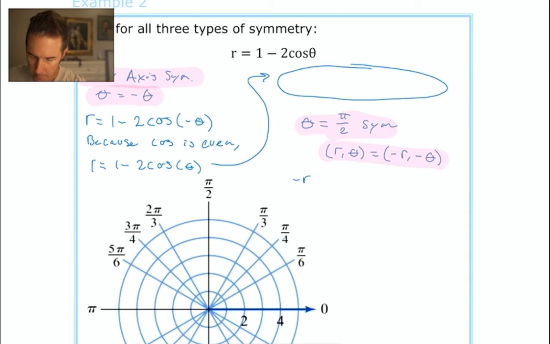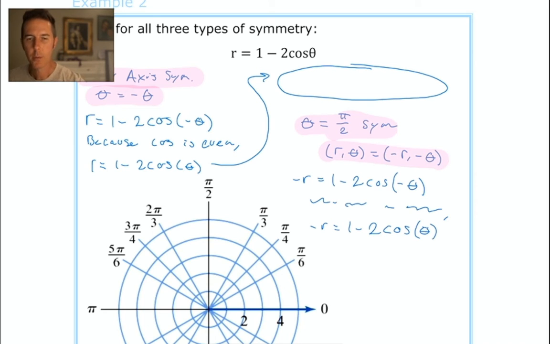Okay, so I'm going to replace r with a negative r equals 1 minus 2 cosine, and then replace theta with negative theta. Now we already know that on the right hand side of this equation we can change the negative theta to a positive theta because cosine is even. So for starters, let's do that. And if you want to write it again, you can. Because cosine is even, negative r equals 1 minus 2 cosine positive theta.